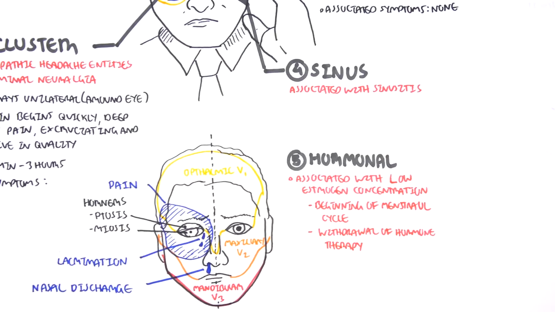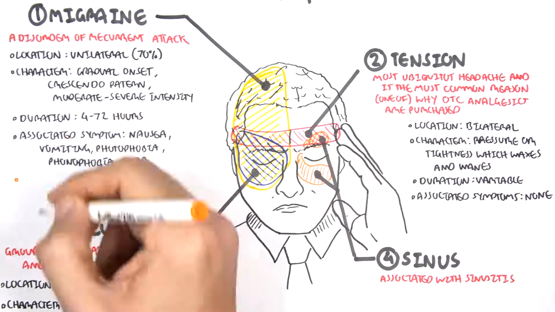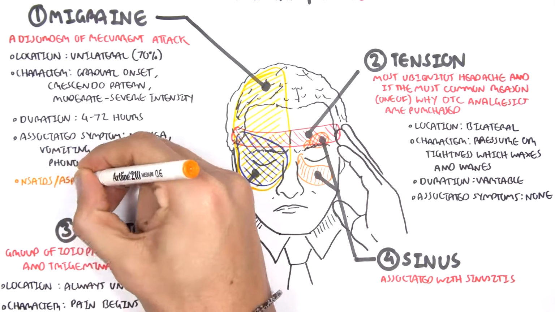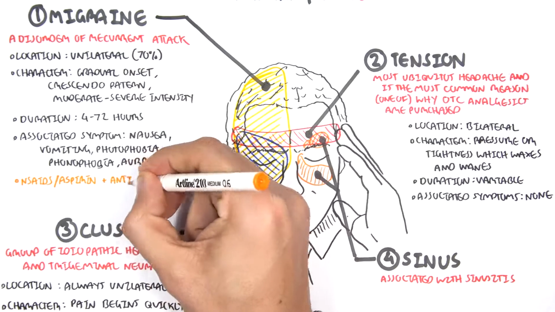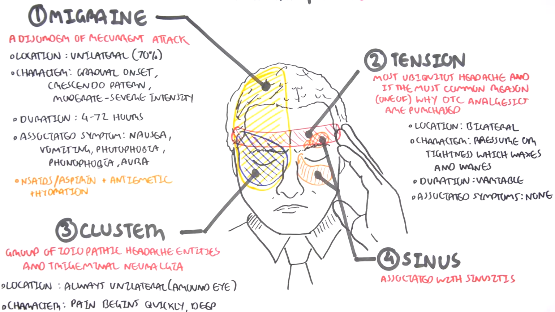So those were the five types of primary headaches: migraine, tension, cluster, sinus, and hormonal. Now let us look at the common or main drugs used to treat each of these headaches, beginning with the migraine. So for migraines, which are recurrent, NSAIDs or aspirin plus antiemetics and hydration is important. Antiemetics are drugs that stop vomiting.